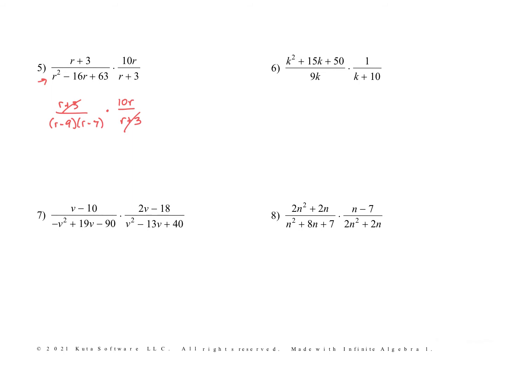10r will not simplify with my denominator. There's nothing else that will divide away. So then that means I'm just going to have 10r over r minus 9 and r minus 7. Remember, the r in the numerator cannot simplify with either of the r's in the denominator because those in the denominator are wrapped up in subtraction, and you cannot simplify out of addition and subtraction.